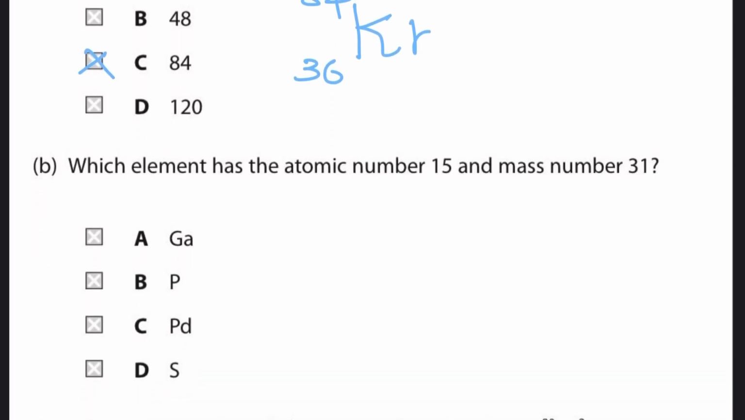And remember, the mass number is always protons plus neutrons, and you don't need to do any calculations here, just read the top number.